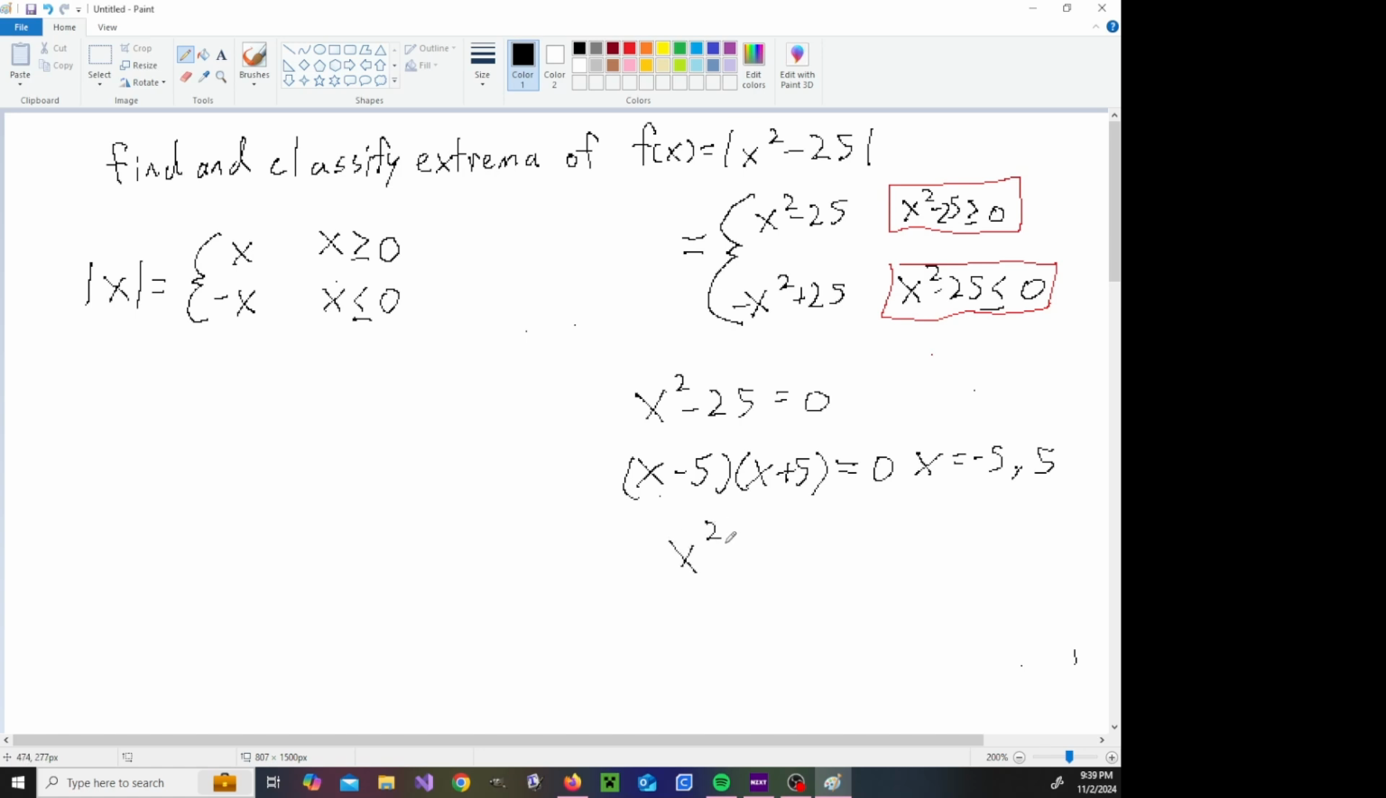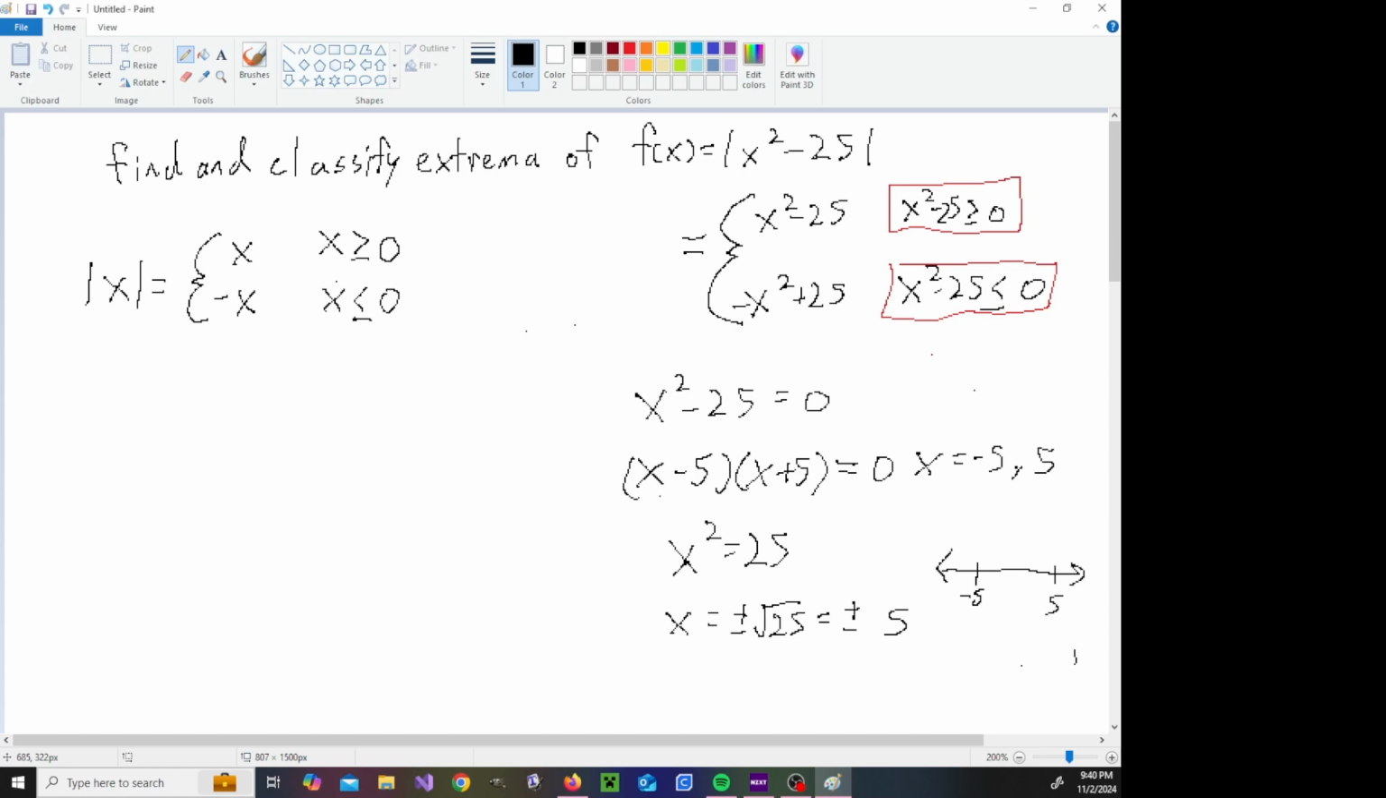Or, heck, I could even add 25 to both sides of the equation: x squared equals 25. Take the square root of that, and get plus or minus the square root of 25. Well, hey, the square root of 25 is 5. Very good. So at this point I know that my function hits the x-axis at negative 5 and 5.